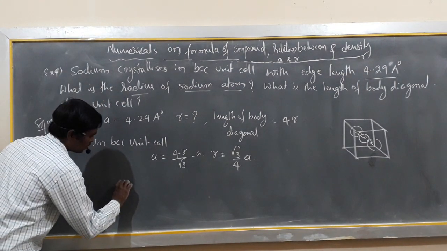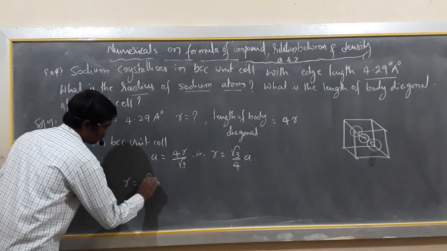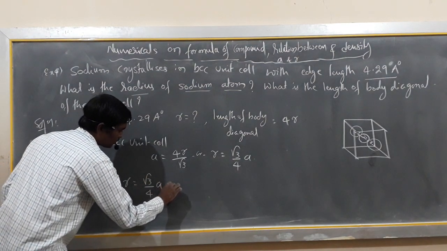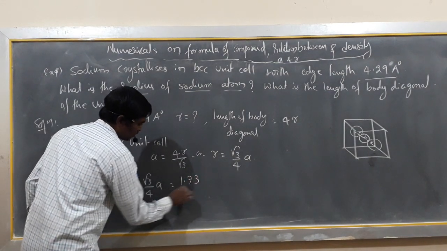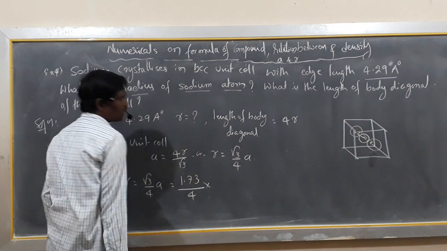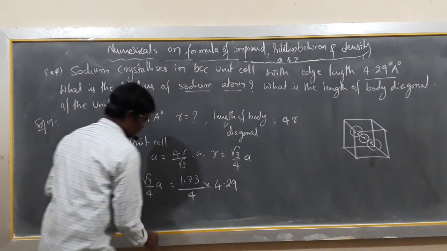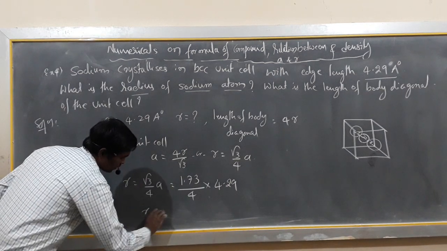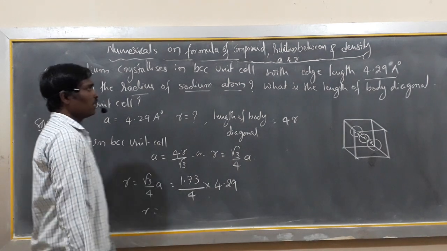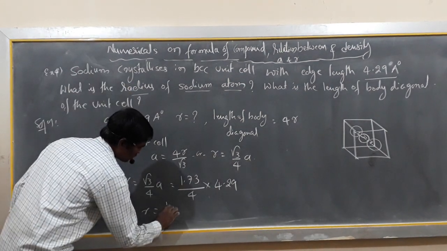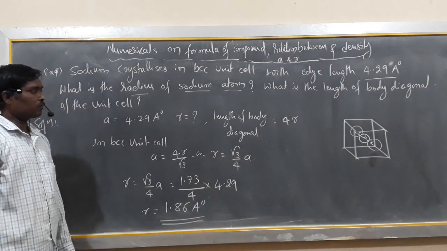So first let me calculate the radius of a sodium atom. R is equal to root 3 by 4 into A. So that is equal to root 3 value 1.73 divided by 4 into edge length, which is 4.29 angstrom units. Right. So simplify this, you get R value as 1.86 angstroms. So this is the value of R.